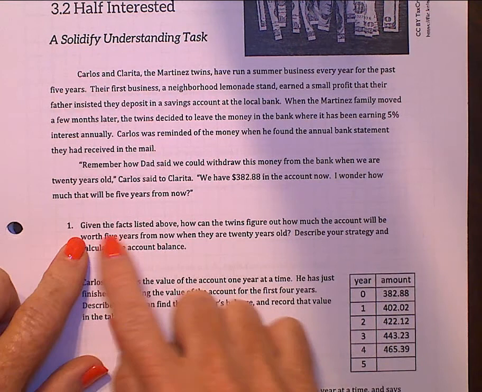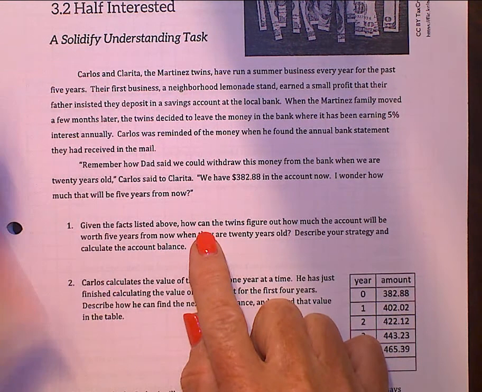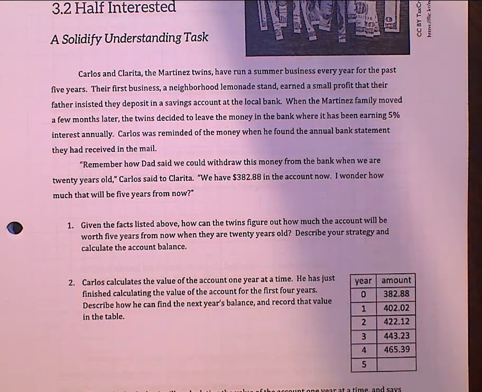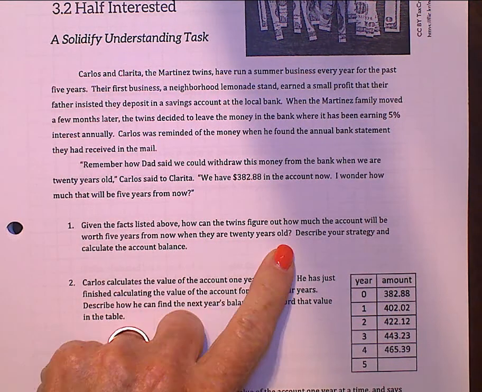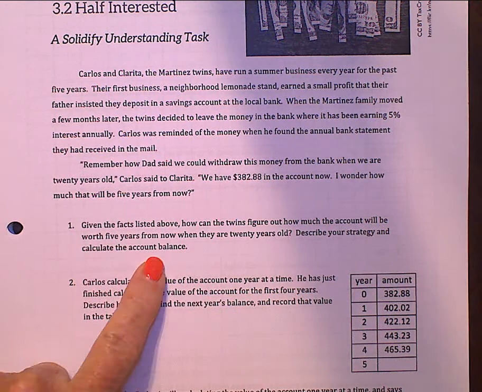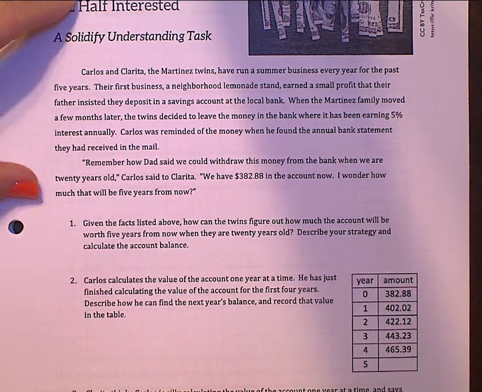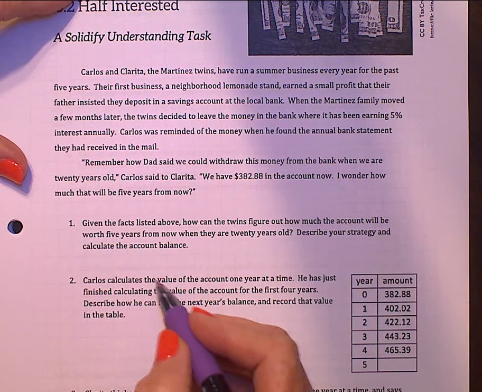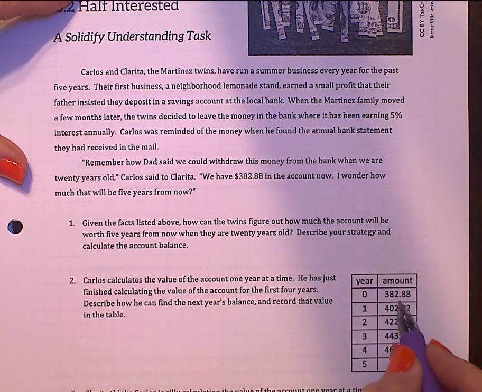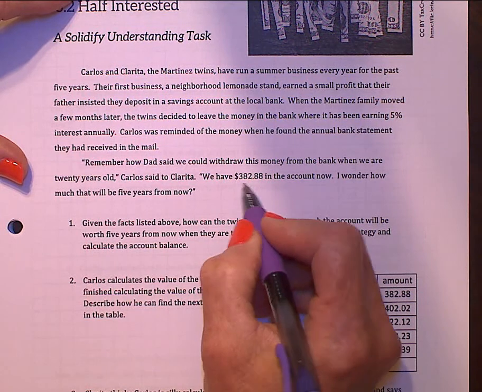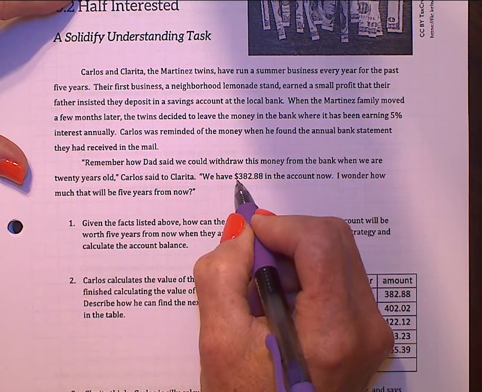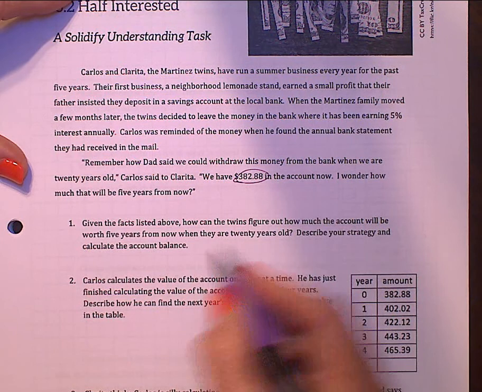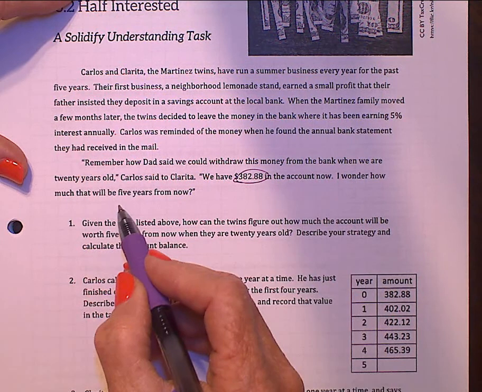All right, we're going to jump right down here to number 1. Given the facts listed above, which you read, how can the twins figure out how much the account will be worth in 5 years and when they are 20 years old? Describe your strategy and calculate the account balance. Hopefully it makes sense to you that since they're starting with $382.88 in the account, how much are they going to have in 5 years if they're getting 5% interest.